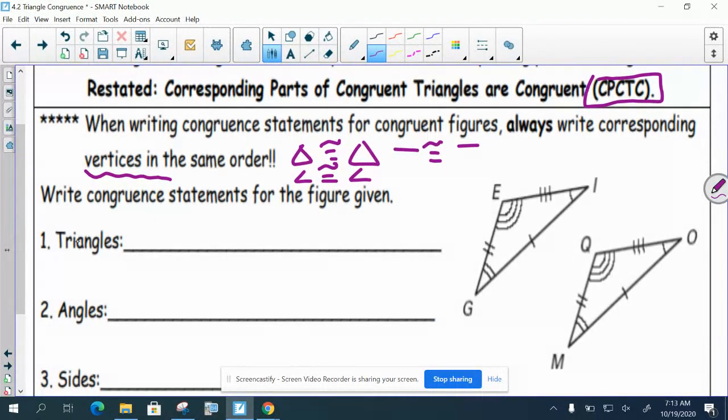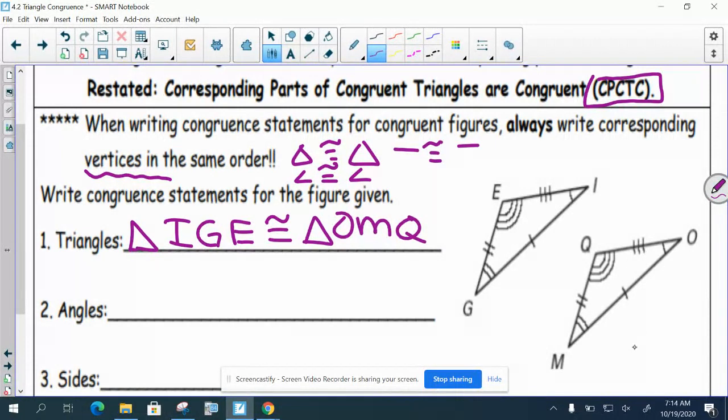But let's write congruent statements for the triangles. If it says to write a triangle congruent statement, you will say that the triangles are congruent. So triangle, and we're just going to name it. You can name it alphabetically, or what I'm going to do is name it based off of the arcs and then go in order: one arc, two arcs, three arcs. I, G, E. And then is congruent to triangle, and we would name the same order, O, M, Q. Even if this triangle were flipped around, rotated, or reflected, we would still name it OMQ. Sometimes it might trick you, and the corresponding vertices aren't necessarily in the same location on the plane as the other triangle, so you have to be careful when naming the corresponding parts.